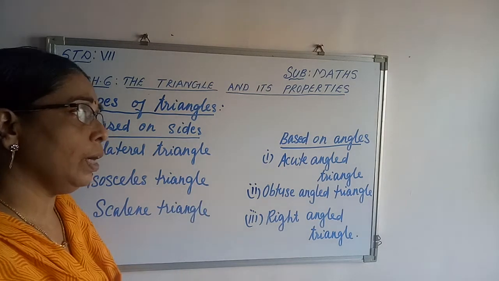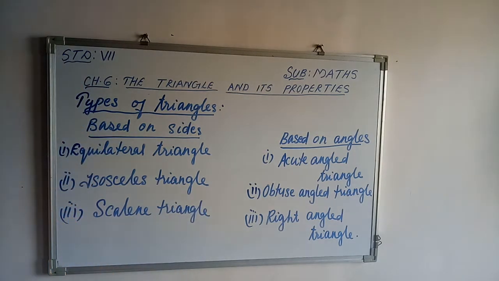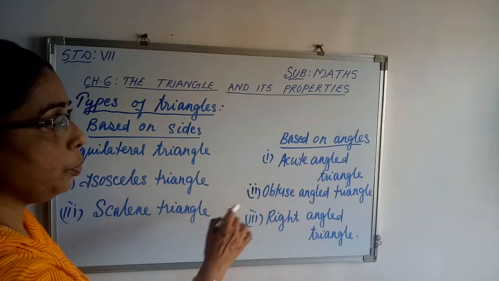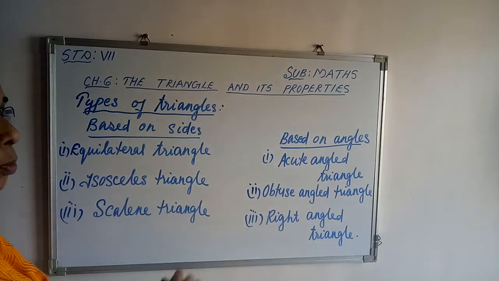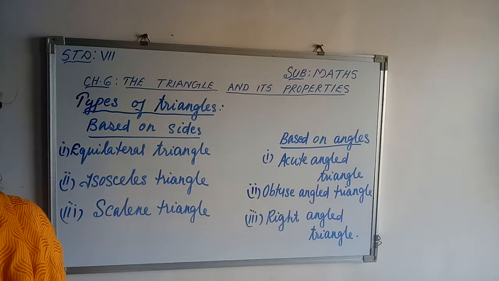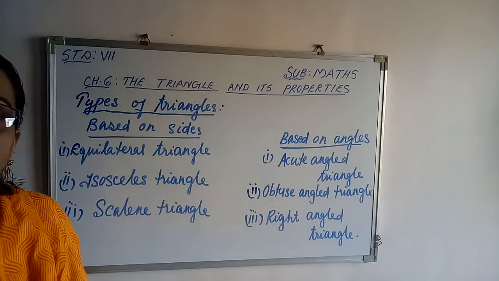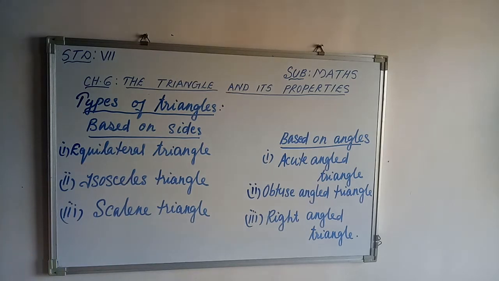And what is meant by an obtuse angled triangle? If any one of the angles is above 90 degrees, it is called an obtuse angled triangle. And what about a right angled triangle? A triangle in which any one of the angles is 90 degrees is called a right angled triangle. Is that clear? So that's all about the types of triangles.